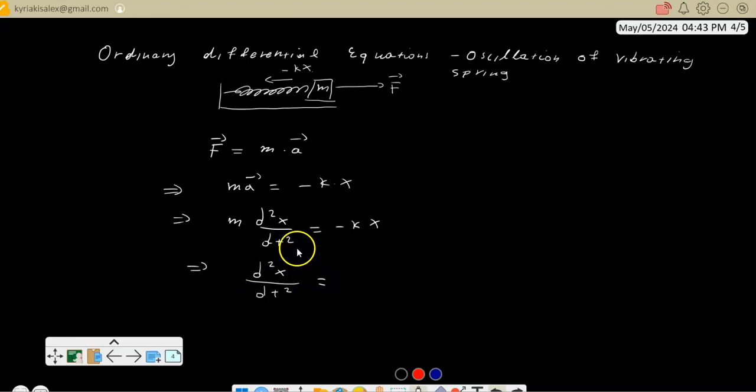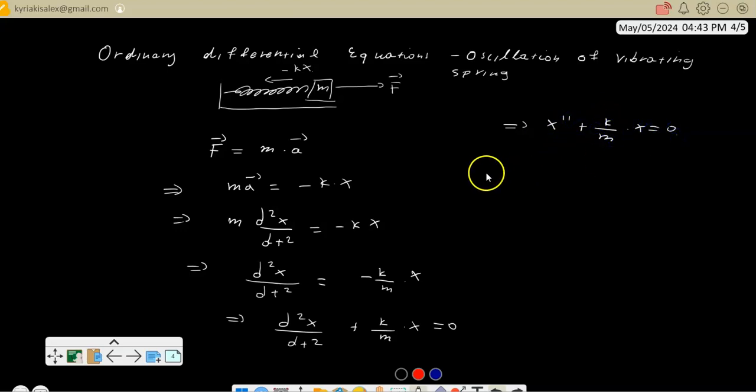And at the left hand side we have that the second derivative of the position with respect to time equals minus k divided by m. So this is some constant that characterizes the spring. The second derivative plus k divided by m times x is equal to 0. x double prime plus k divided by m times x is equal to 0.